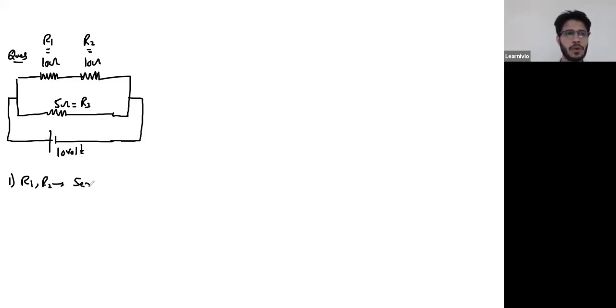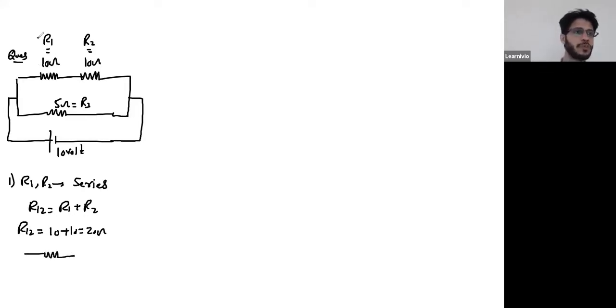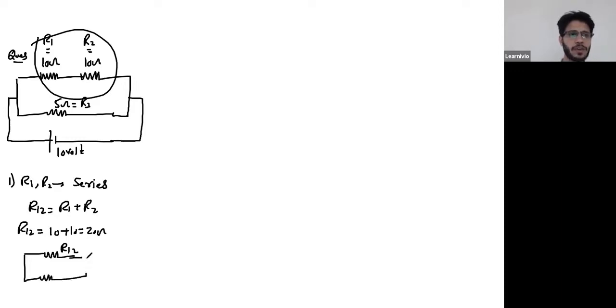R1 and R2 are connected in series. So we can take R12, which is the series combination of R1 and R2. You can simply write that R12 is 10 plus 10, which is 20. Now, next make a sub-circuit. Instead of R1 and R2, use a single resistor. Sorry, not capacitor. So just remove R1 and R2, and instead use a single resistor R12. Along with R12, take another resistor R3 in parallel, and this is your cell of 10.